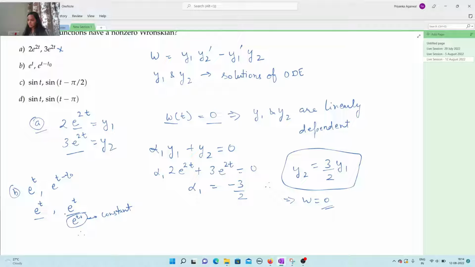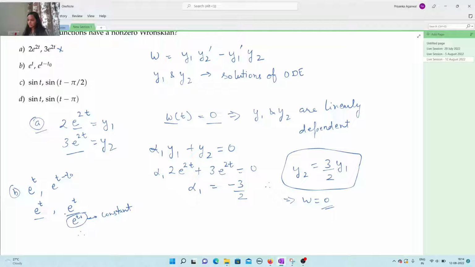In this case also, if you see, this can be written as a minus sine t. So these are dependent. So this is the correct answer. Now let's move on to the next problem.